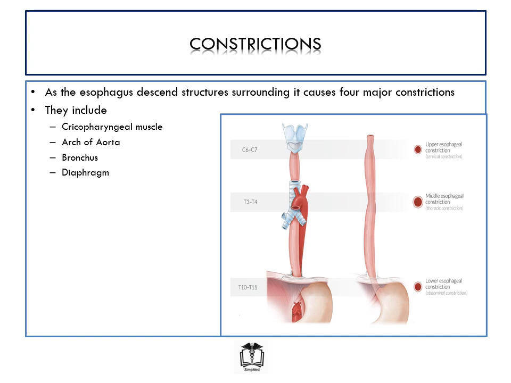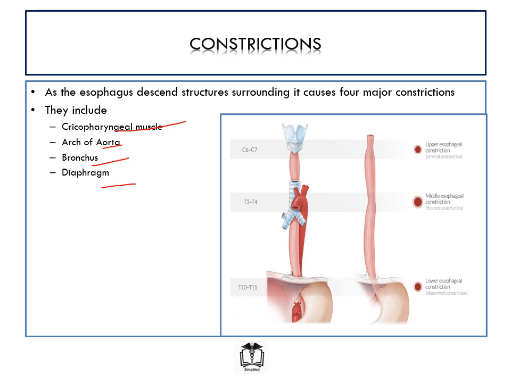Let's talk about the constrictions of the esophagus. There are four major points where the length or the diameter of the esophagus tends to be narrowed. And these four points go from superior to inferior. First, the cricopharyngeal muscle; second, the level of the arch of the aorta; third, the level of the bronchus; and fourth, the diaphragm. And you can see images of each of the constrictions here.